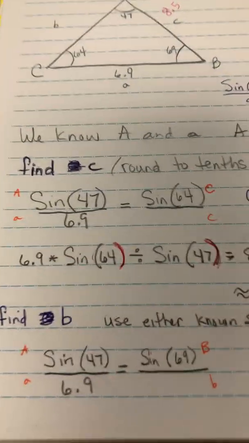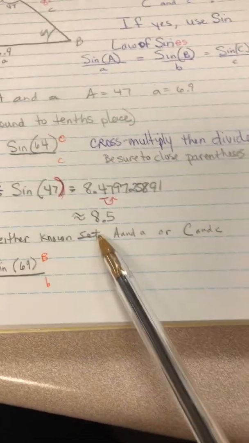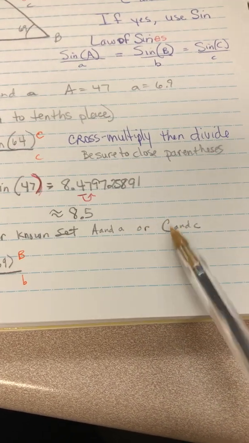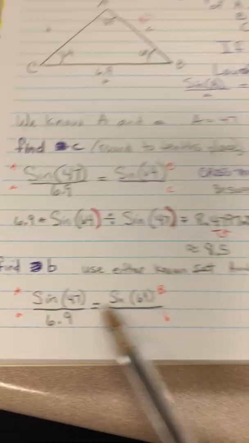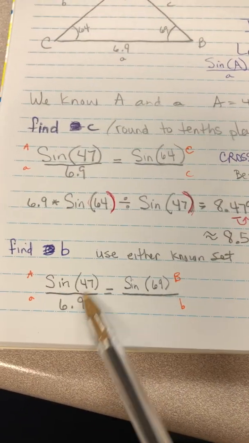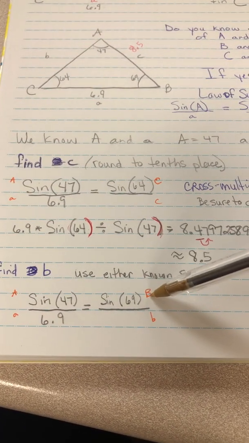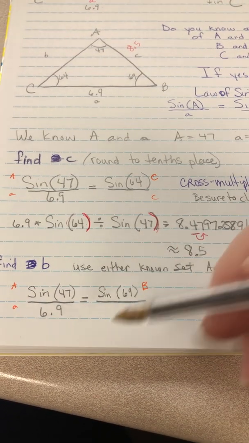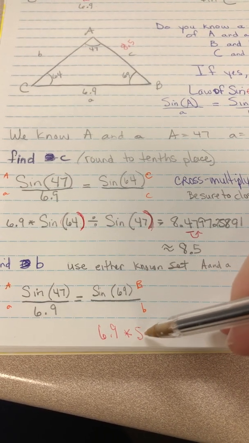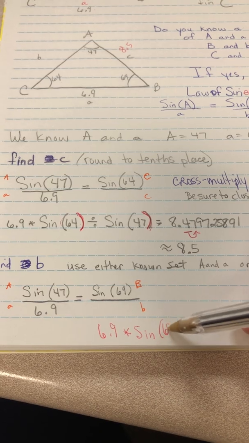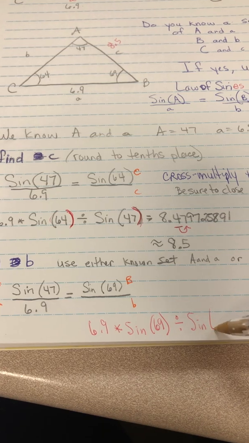Now they want us to find B, and it doesn't matter which set we use. We can, because we know 2 sets now. We can either use set A and A, or we can use set C and C. Both of them will create the same answer when we're solving for B. So I decided to just stick with the one I used up here, sine of 47 over 6.9. And then I put angle B, which was sine of 69, over blank. And again, cross multiply where we can. So it's 6.9 times sine of 69, closing that second parenthesis, be sure and do that, divided by sine of 47.